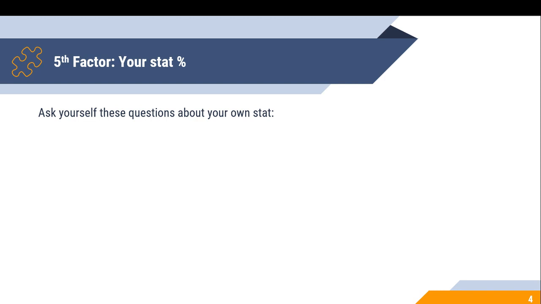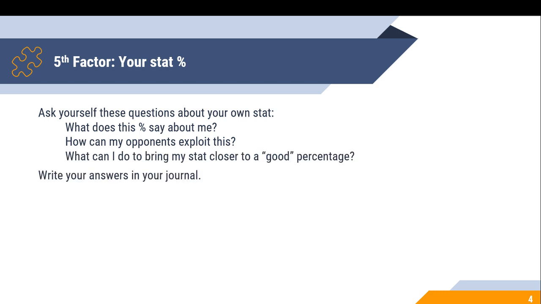Alrighty, so in the webinar, I'm going to teach you 7 factors for each stat. The 5th factor is your own stat percentage. So you want to ask yourself these questions about your own statistic, whichever one you're focused on that week. Now, you want to write your answers in your poker journal, whether that's an electronic document like Word or Evernote or a physical journal on your desk.